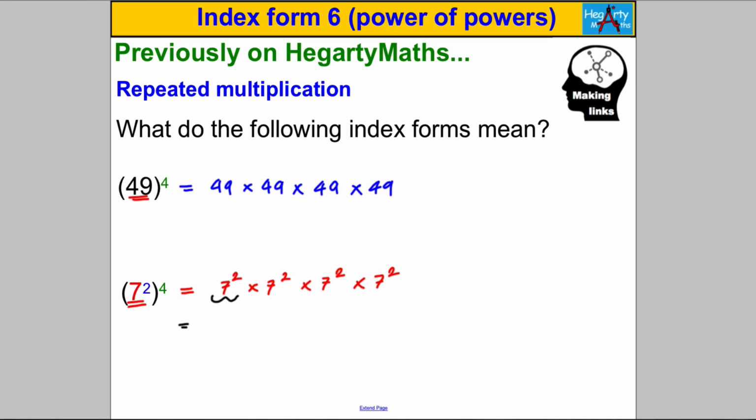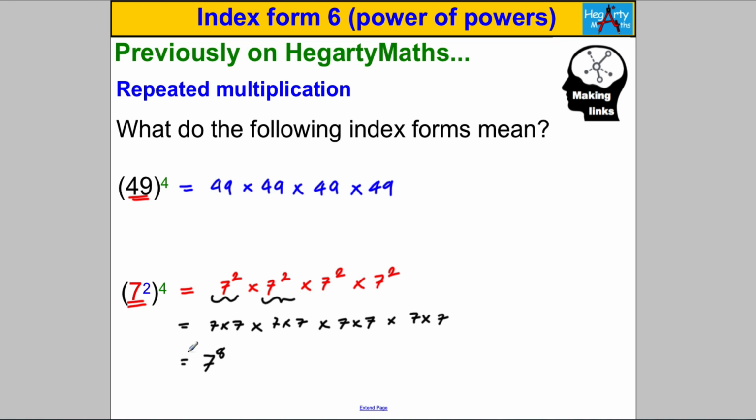Well, this means 7 times 7, right? And what does this one mean? 7 times 7. And this one, 7 times 7. And this one, 7 times 7. And we're multiplying the 7 squares by each other, so put a multiply in there. Now, how many 7s have we got multiplying together? 1, 2, 3, 4, 5, 6, 7, 8. This is going to therefore be written as 7 to the power of 8.